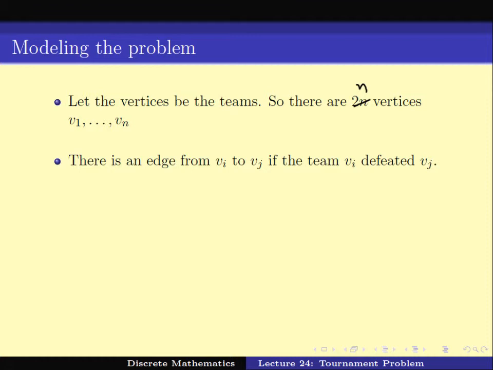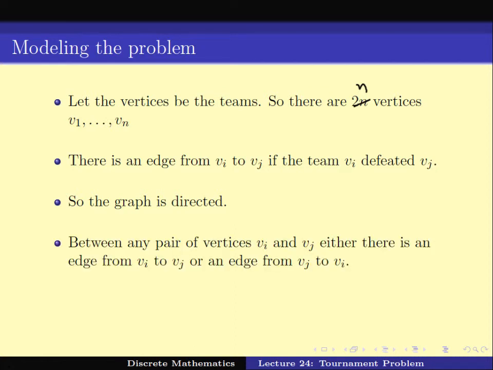Since Vi defeated Vj does not imply Vj defeated Vi, the graph is directed. So here it is not an undirected graph but a directed graph. Moreover, between any two vertices Vi and Vj, since they have played with each other, there must be exactly one edge, either from Vi to Vj or from Vj to Vi, not both.